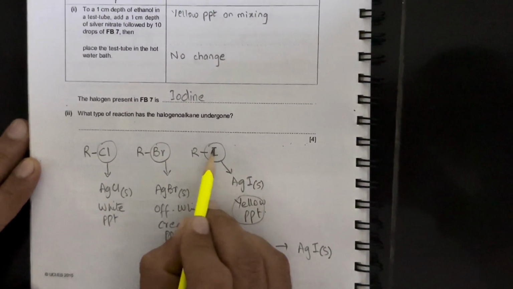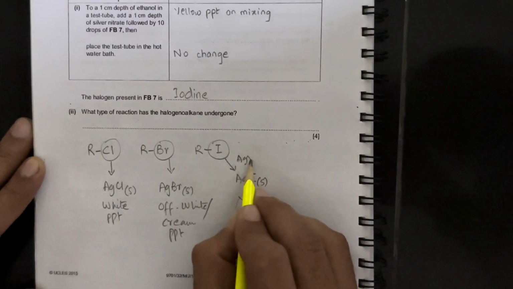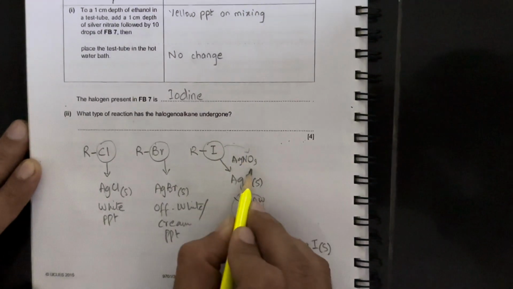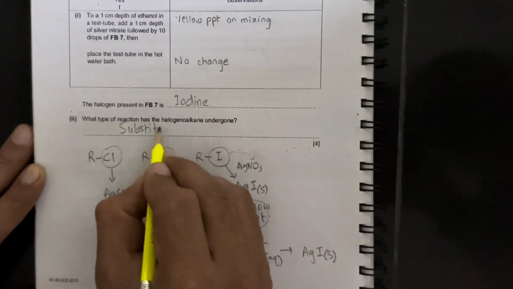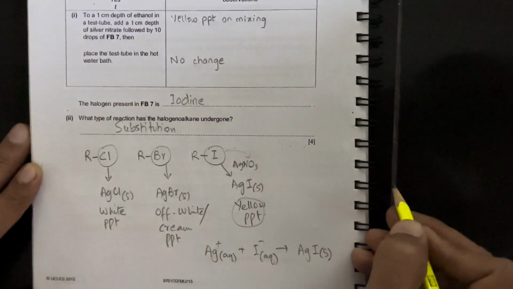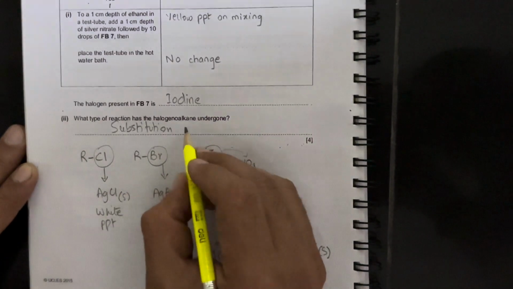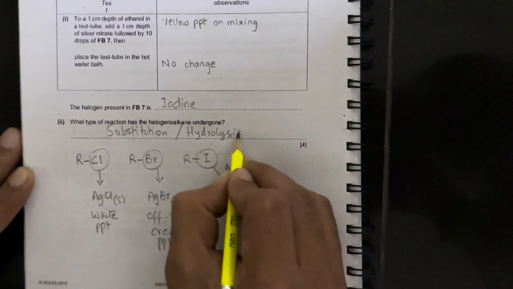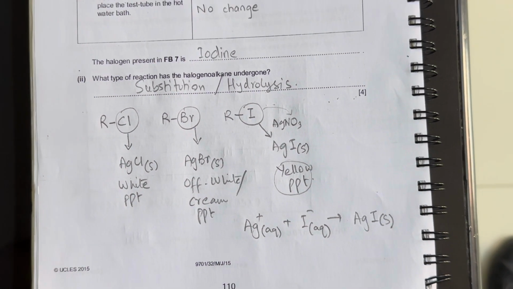One thing is replacing another, because it was actually AgNO3, silver nitrate, which was added, and this nitrate was replaced by iodine. So we call it substitution. This is substitution mainly. Also we can call this reaction hydrolysis, because a solution was used, and the solution is obviously made up of water. So we are done with this part.